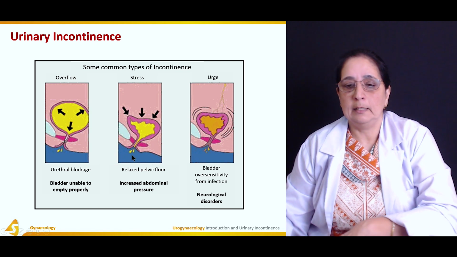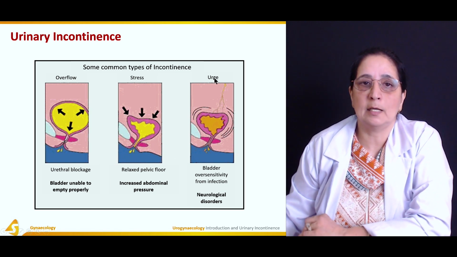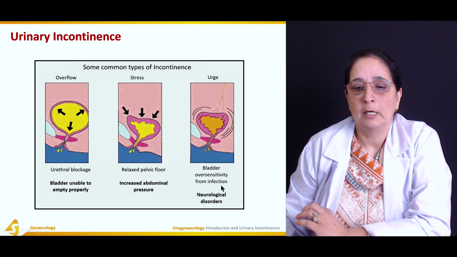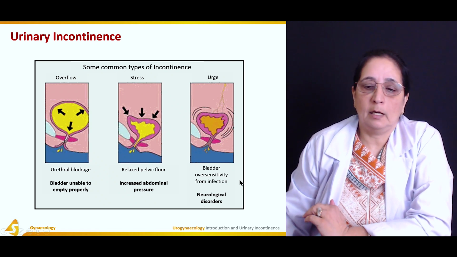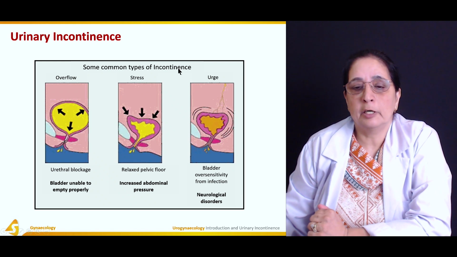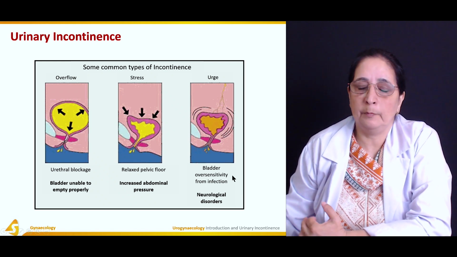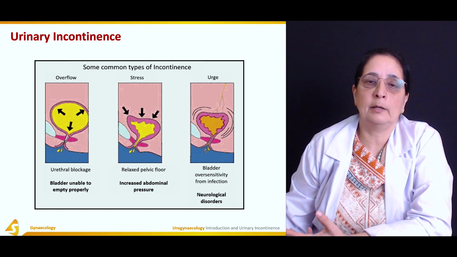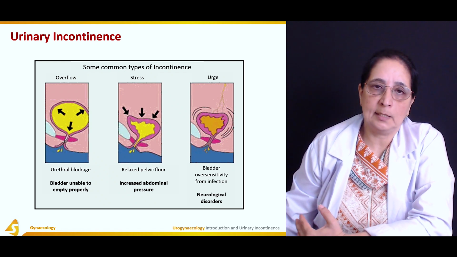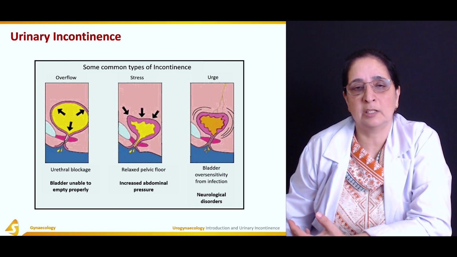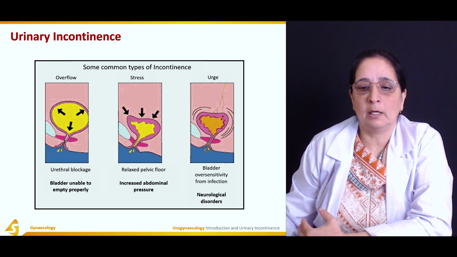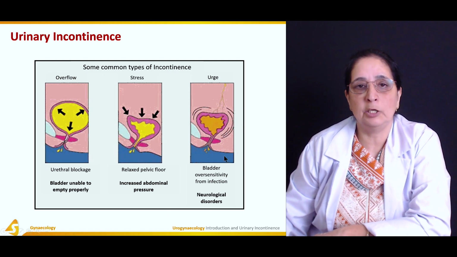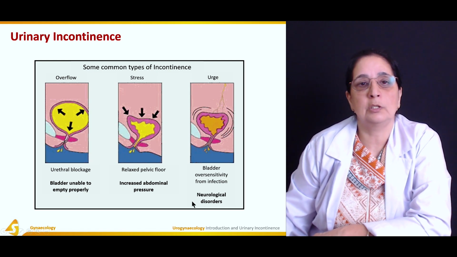Then in the third type, urge, there is an urge to urinate, with bladder oversensitivity from infection. If there is infection, it usually leads to the urge to urinate. Patients keep on going to the restroom because they keep on feeling the urge to urinate, but once they go, they just pee or just dribble a little bit and then they come back. But again, they need to go and they have the urge to urinate. So this is mainly due to infection or due to a neurological disorder.